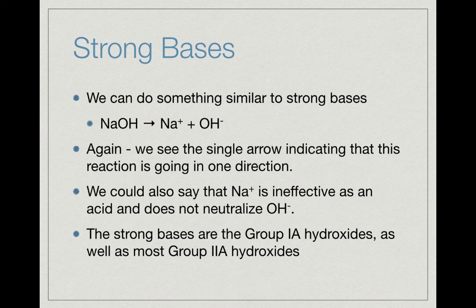Now, just like we did with our strong acids having ineffective conjugate bases, we can do the same thing with our strong bases. Our counter ion, or our conjugate acid for NaOH, would be the sodium ion, and that is ineffective as an acid. It does not neutralize with OH minus. It does not re-react and reform sodium hydroxide, and so your strong bases have ineffective conjugate acids.